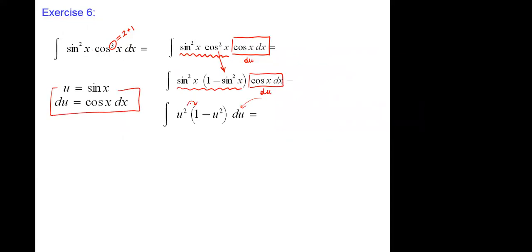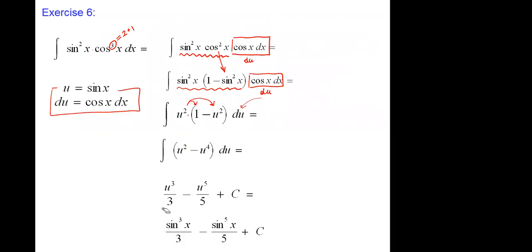Let's distribute u squared times 1, u squared times u squared. Because we still have a product, we will not use integration by parts. Integral of u squared du is u cubed over 3. U to the power of 4 is u to the power of 5 over 5. Now, the last step is, in terms of u, I will put back my original function sine of x.